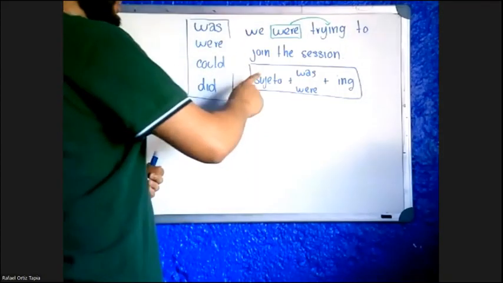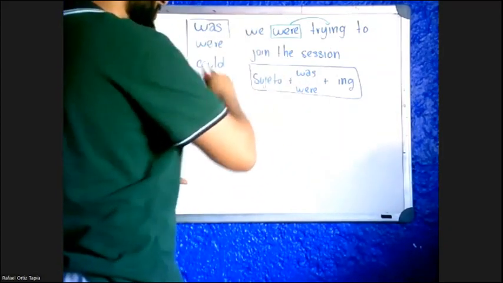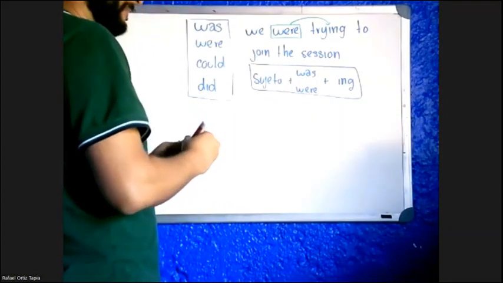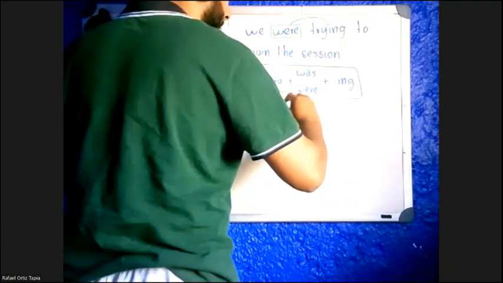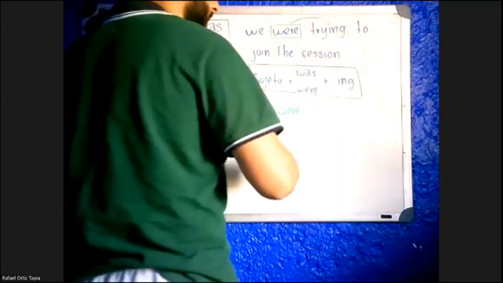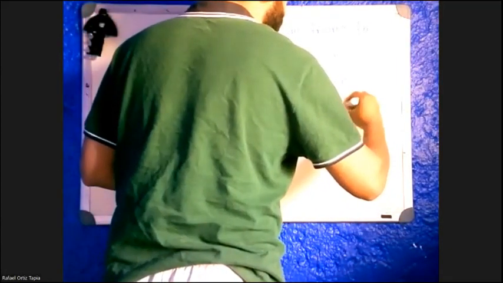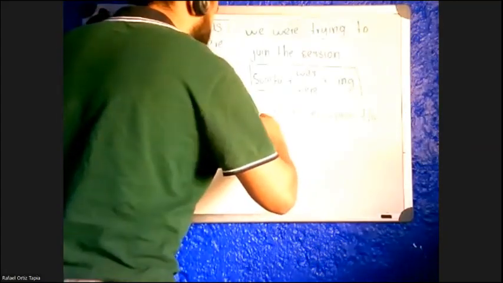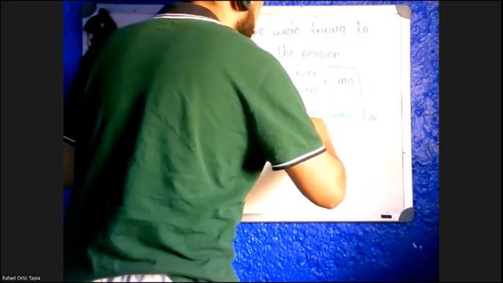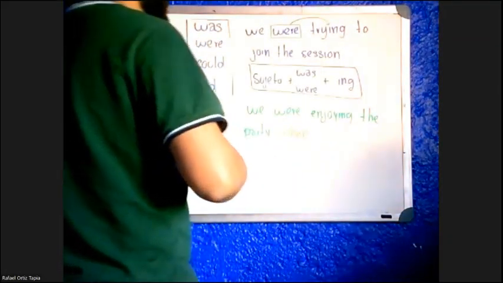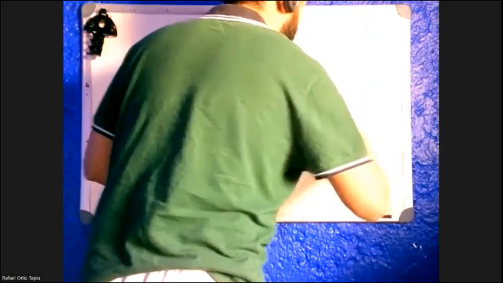Ahora, es importante, ¿por qué estamos explicando estas cosas? Porque normalmente cuando hablamos se cruzan el pasado simple y el pasado continuo. So you can say something like, for example, we were enjoying the party when the light went off. When the light went off.